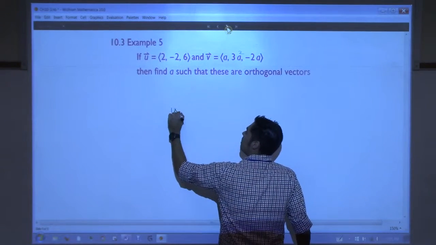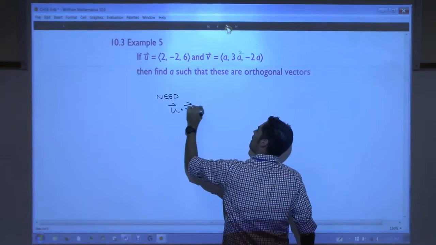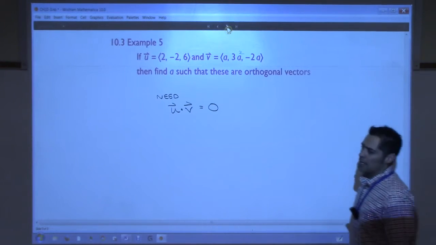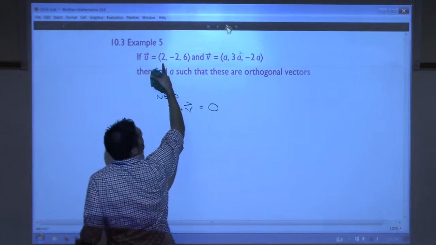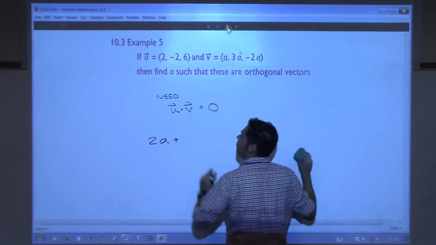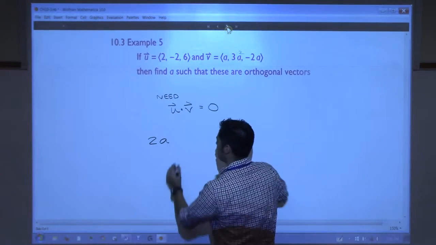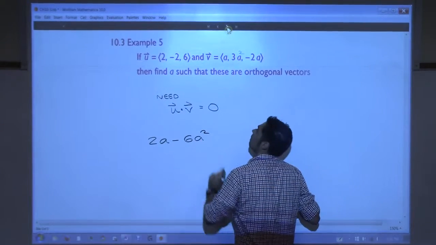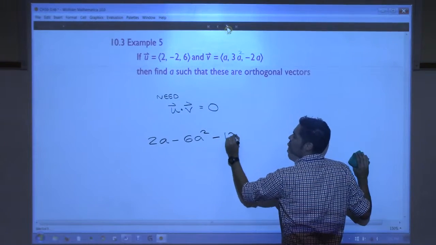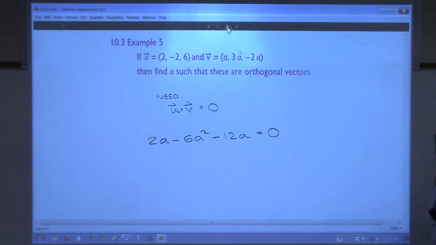So what do we need? We need U dot V to be equal to 0. That's what we need for these to be orthogonal. So what is U dot V? Well, 2 times A, so 2A plus what? Negative 6A squared, or minus 6A squared. And then the last thing, minus 12A. Is that equal to 0? When is that equal to 0? That's what I need.